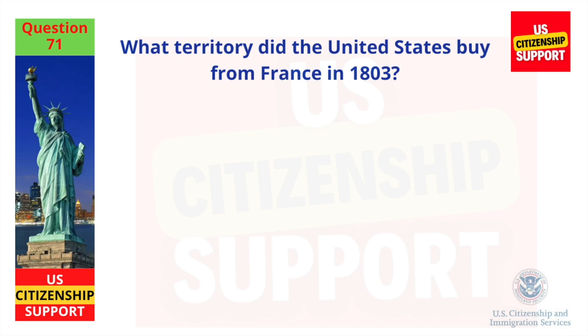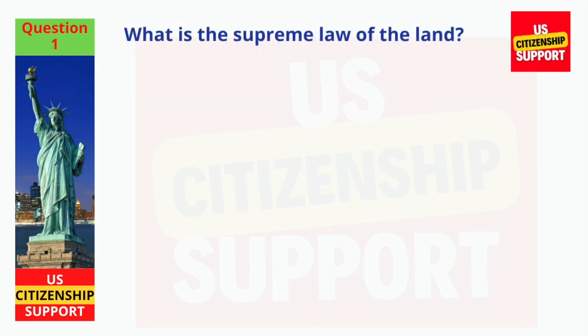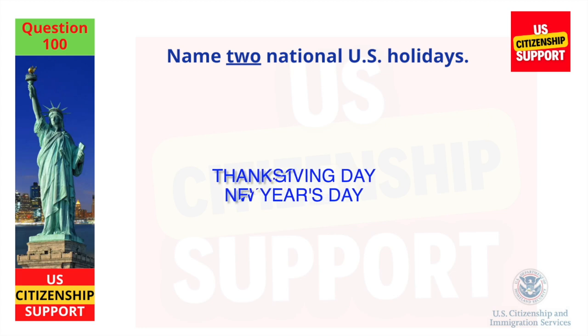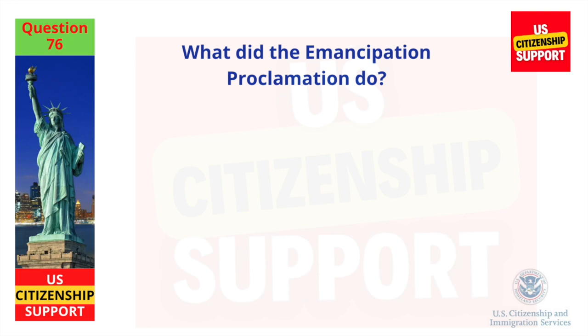What territory did the United States buy from France in 1803? Name one branch or part of the government. What is the supreme law of the land? Name two national U.S. holidays. What did the Emancipation Proclamation do?